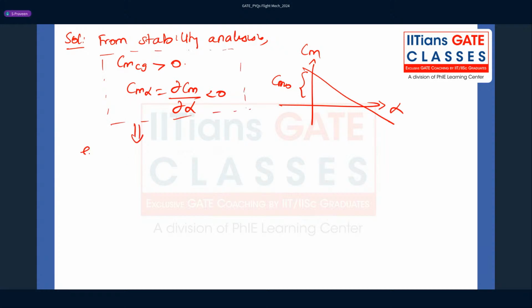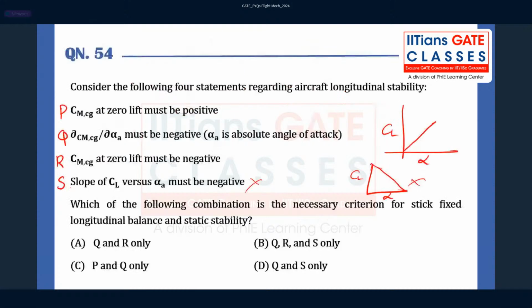This ensures longitudinal stability. Right. So this means if I go back to my options, this is a correct thing. Cm naught should be positive and Cm alpha must be negative. So the only answer option is P and Q.